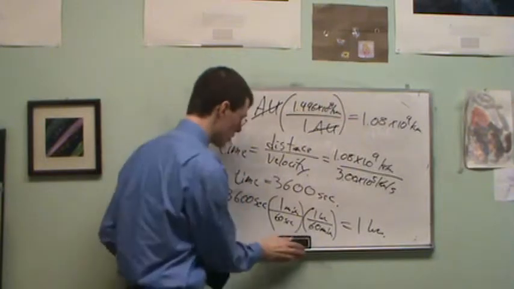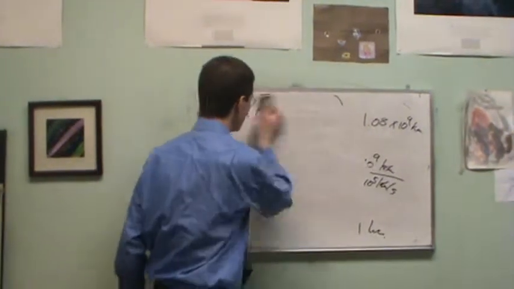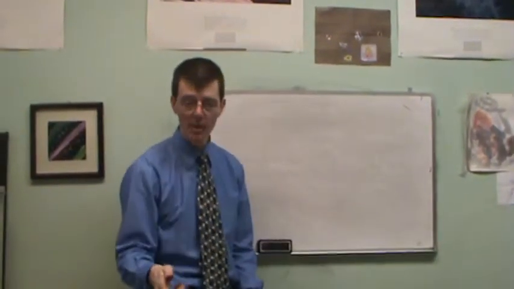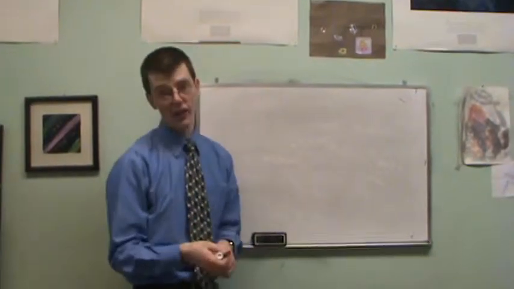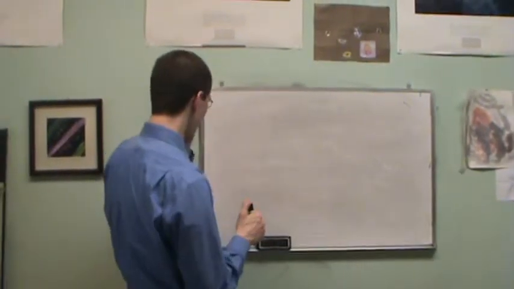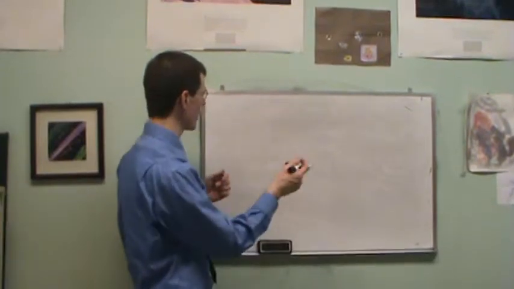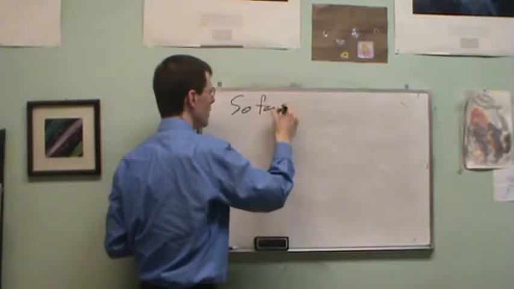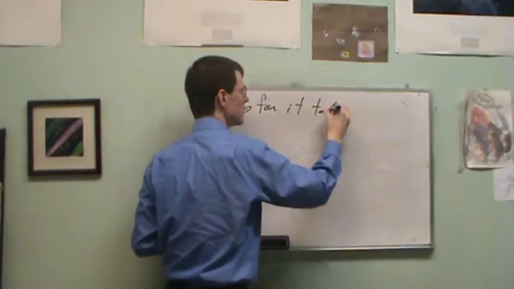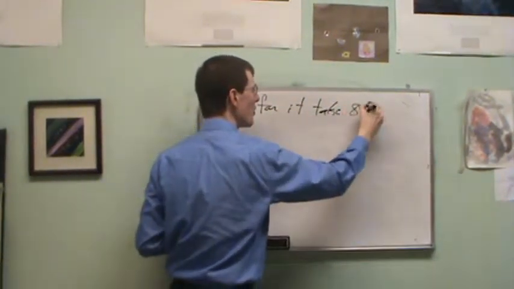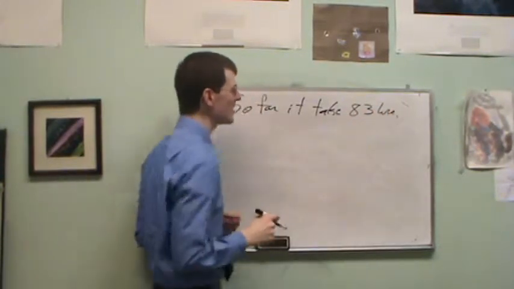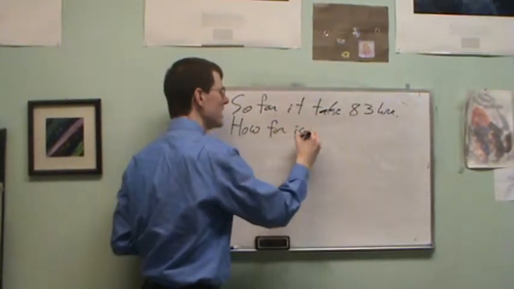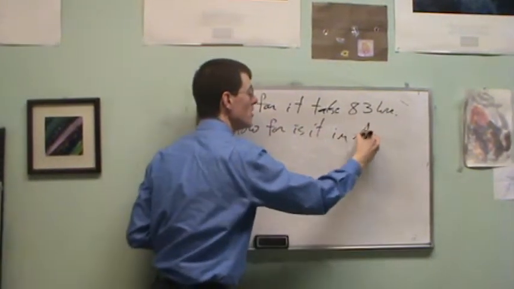All right, there's one sort of problem. Let's do the other kind of problem. That was finding time given distance and velocity. Now let's find distance given time. Suppose I look out there and I see a comet that is so far that it takes, I don't know, 83 hours for light to get here from there. How far is it in AU?